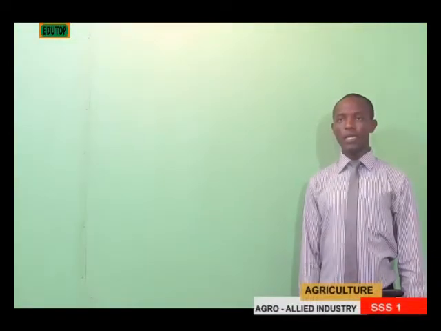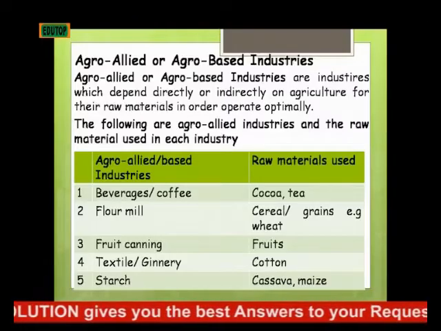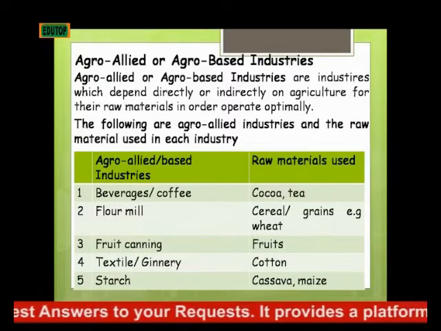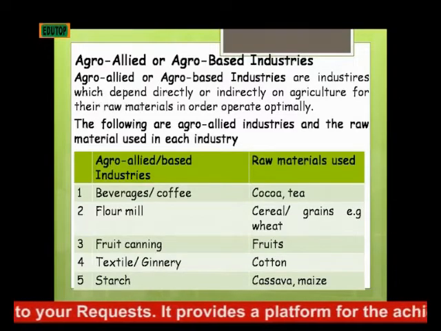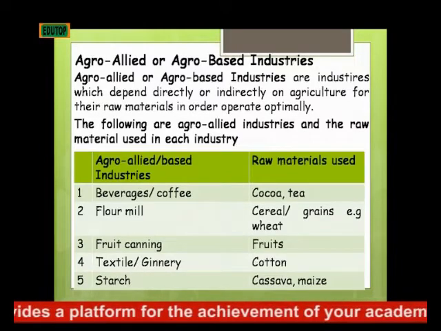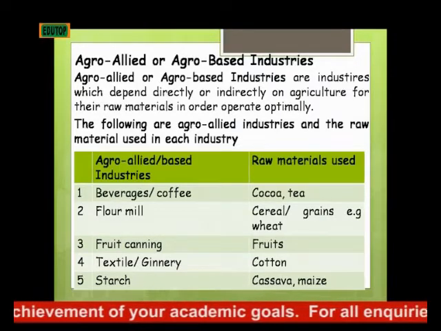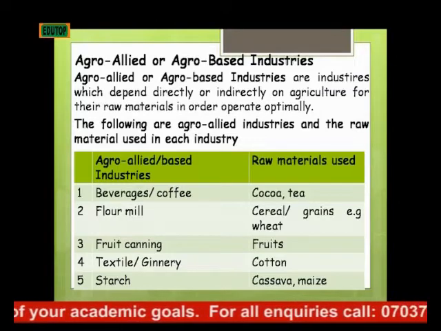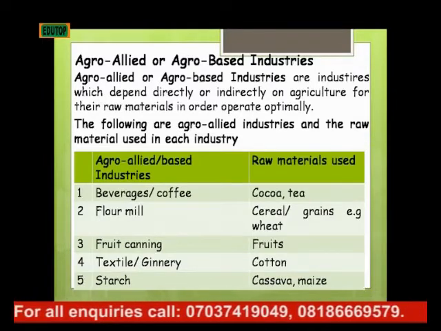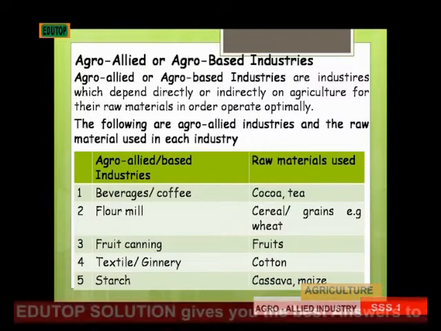Our next topic is agro-allied or agro-based industry. Agro-allied or agro-based industries are industries which depend directly or indirectly on agriculture for their raw materials in order to operate optimally. They can't produce anything without it, because agriculture serves as their main source of raw material. That's the reason why they are called agro-allied or agro-based industries.